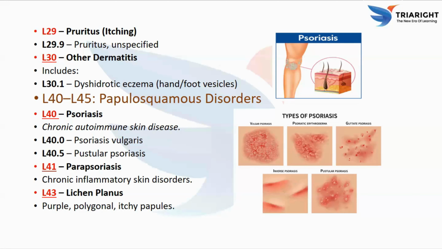For example, L30.0, L30.1, L30.2. So L30.1 describes dyshidrotic eczema, which appears as vesicular hand and foot dermatitis. These are small fluid-filled blisters or vesicles on the palms and soles. These are very itchy, often triggered by stress, sweating, or allergies. So what is an example? A patient with itchy blisters on the hands after sweating or stress.